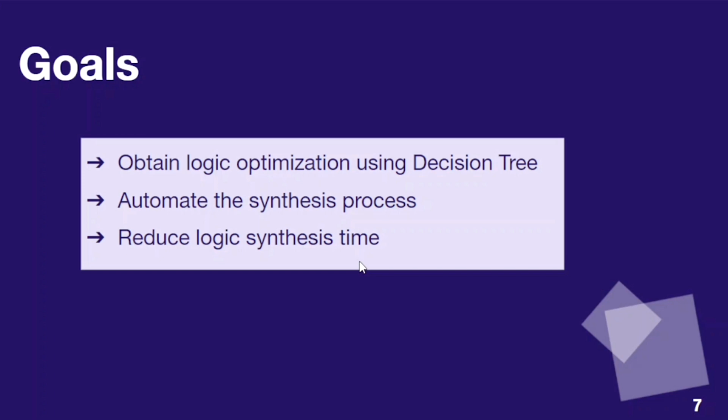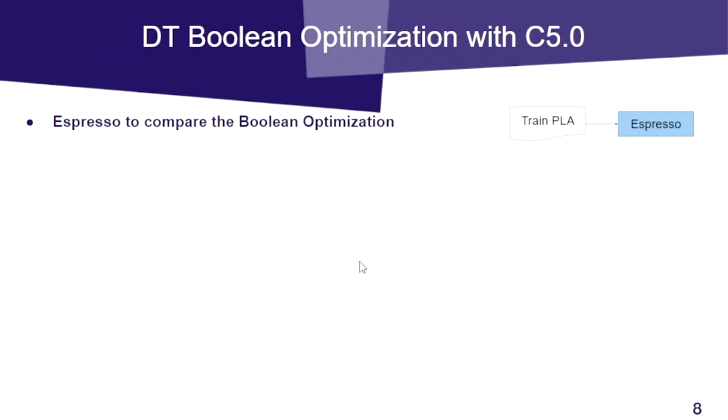The goals of this work are to obtain logical optimization using decision trees, automate the logic synthesis steps, and consequently, as a result of the previous goals, obtain the reduction in the runtime of the logic synthesis for large circuits compared with some of the classic tools. Now I'm going to show you a comparison between the classic tool Espresso and our decision tree Boolean optimization. We used 90 benchmarks to run this comparison.